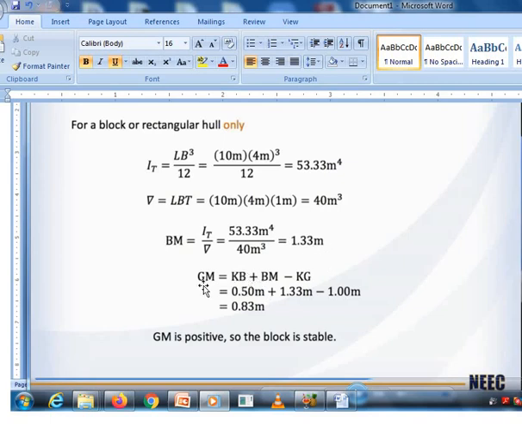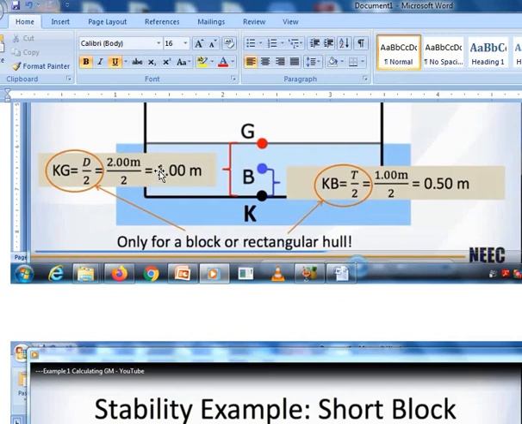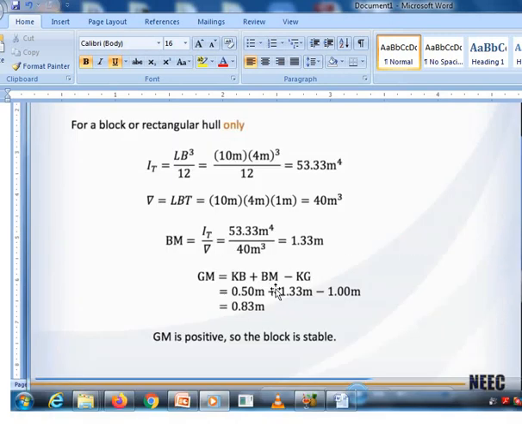If we want to calculate GM based on the previous one, GM is going to be KB plus BM minus KG. KB we know is 0.5. BM we just calculated, which is 1.33, and then the KG, which was 1 that we saw. When you do the calculation, you realize that you are going to get 0.83, and with 0.83, then your shape is considered to be stable because it is positive.